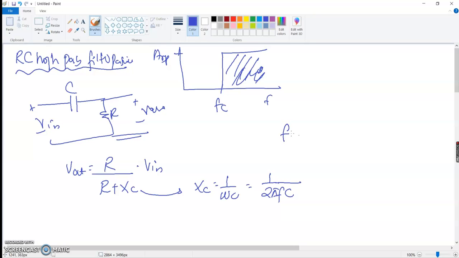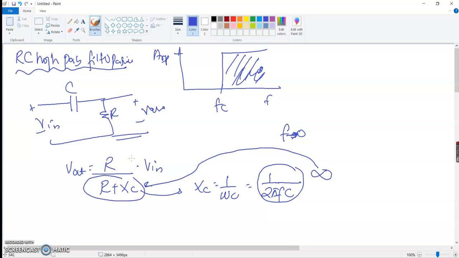If we have a very small frequency, for example 0, or if frequency approaches 0, then XC would become infinite, right? And if I put the infinite value in the denominator, this whole fraction becomes a very small value, approximately 0. Something divided by infinity is almost 0, times the Vin. So we can see that the output would be 0 for frequencies approaching 0. So in this region, there is no output, right? As we have lower frequencies, the output would be 0.